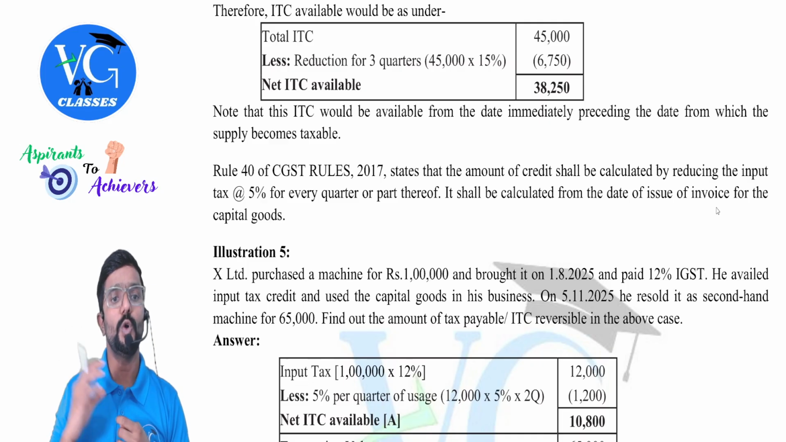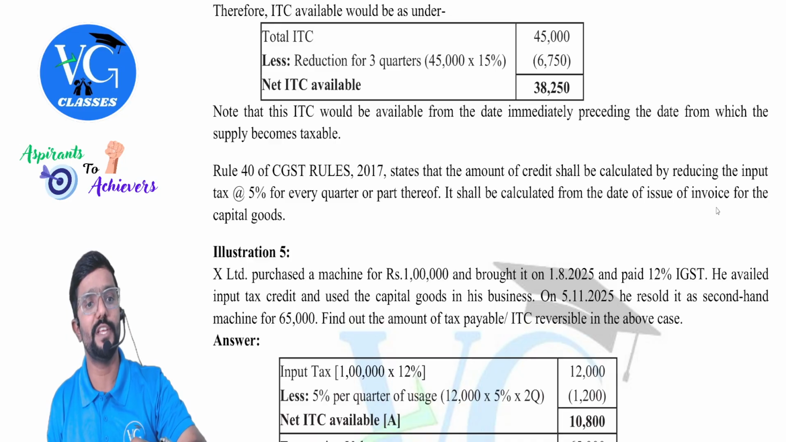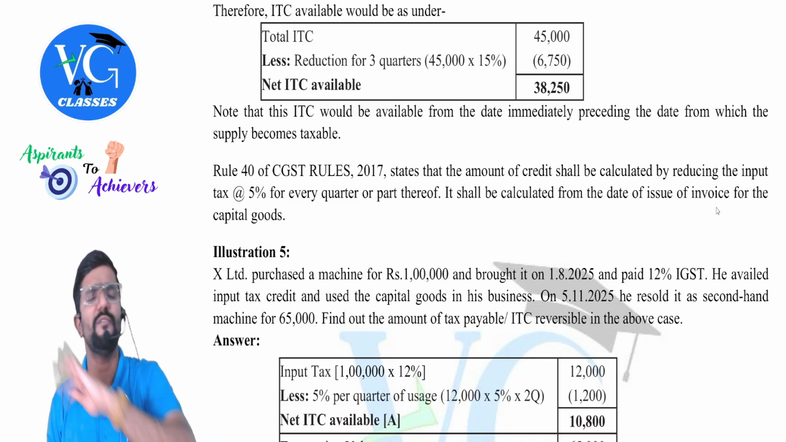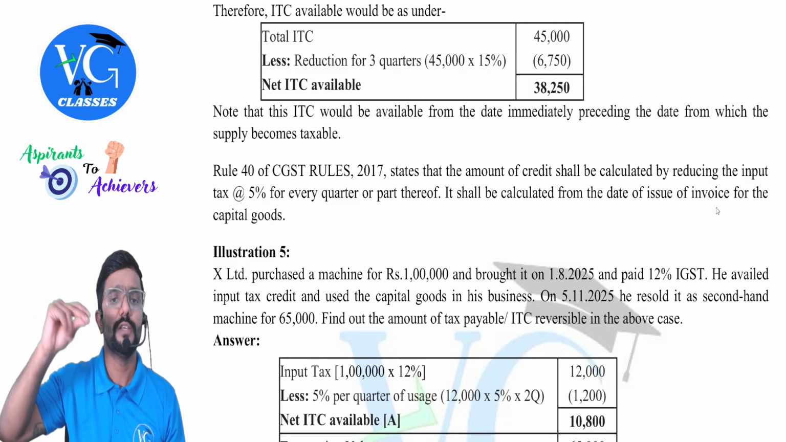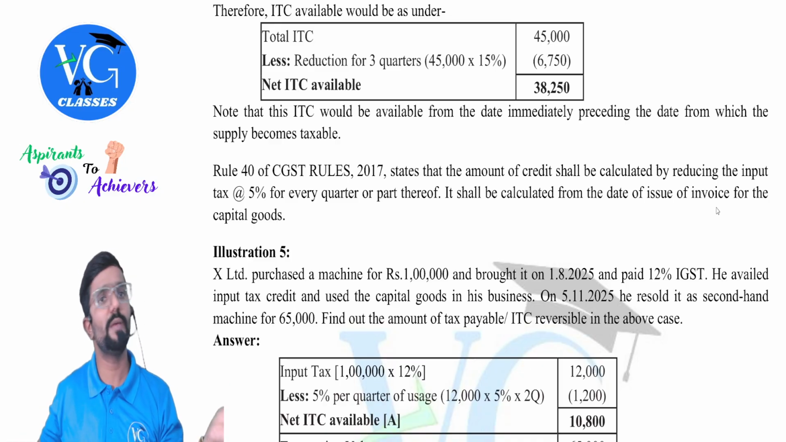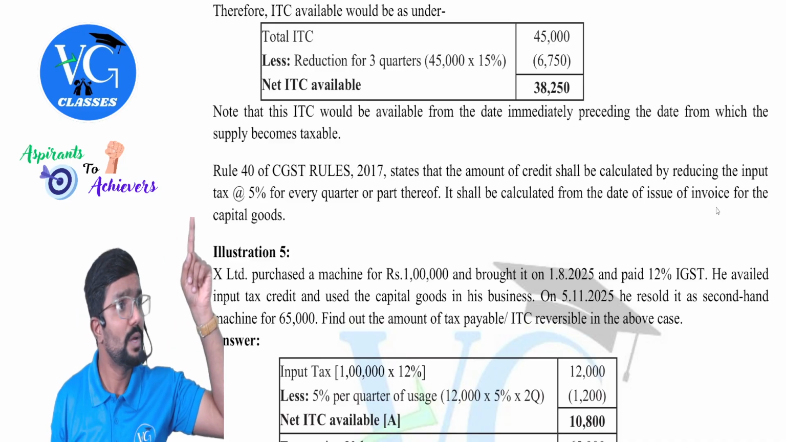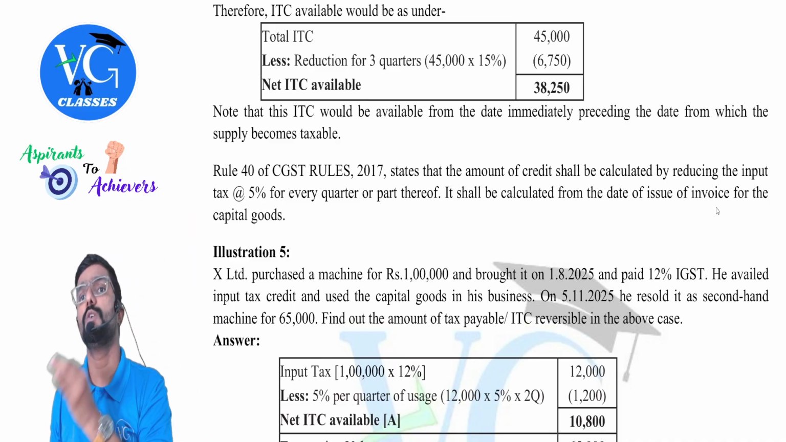Note that this ITC would be available from the date immediately preceding the date from which supply becomes taxable. That is somewhere in November. They didn't give the exact date. So when can he claim the credit of 38,250? Once his exempt supply becomes taxable. He is eligible to claim credit of how much? 45,000? No, 38,250.